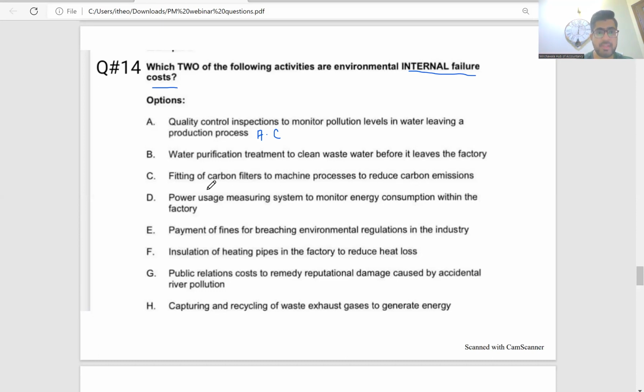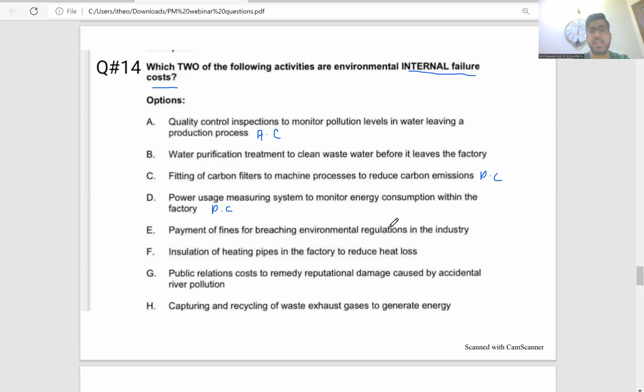Let's see. Fitting of carbon filters to machine processes to reduce carbon emissions. You are fitting carbon filters to reduce emissions. That means you want to prevent fines and penalties. You are trying to prevent carbon emissions. This is a prevention cost. Power usage measuring system to monitor energy consumption within the factory. Again, you don't want more energy to be consumed. This is also a prevention cost because you don't want more energy to be consumed. That's why you're installing the power system.